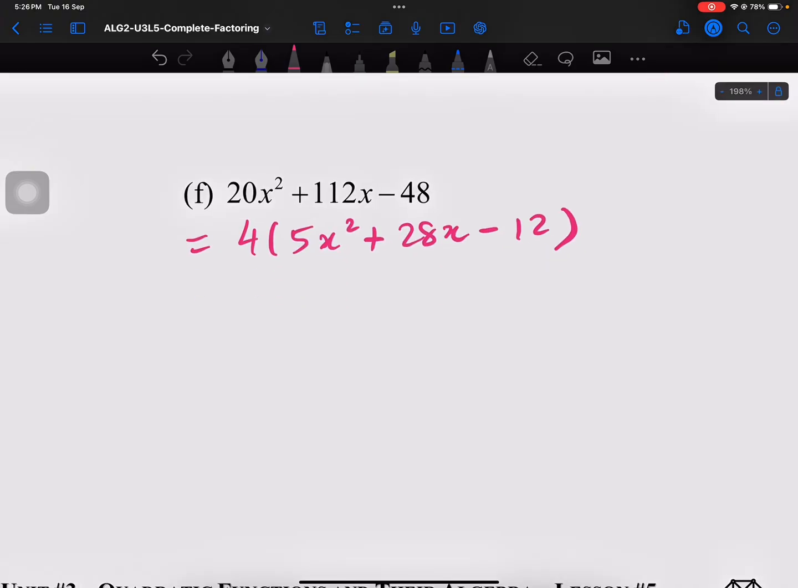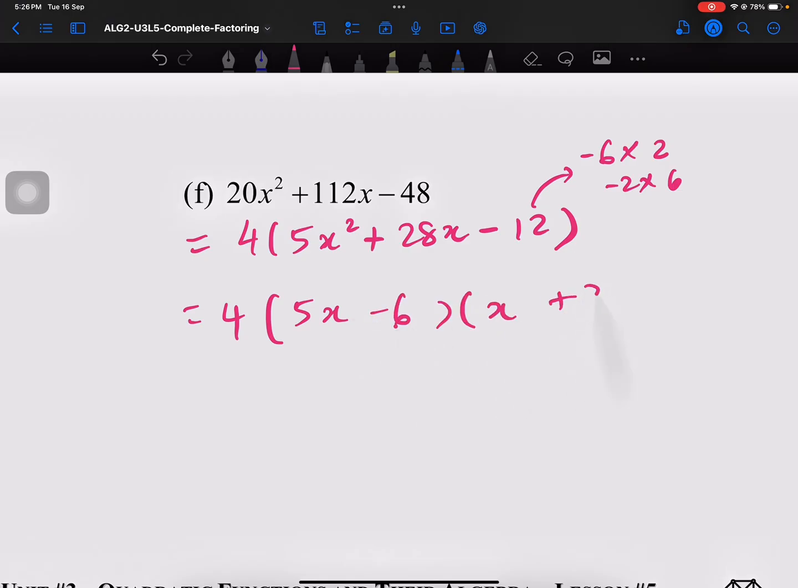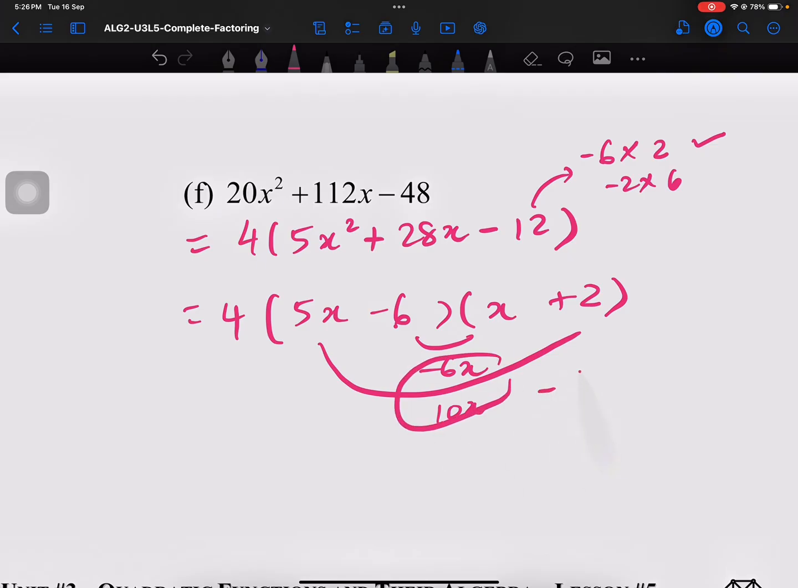Okay, from here, we need to be very careful. We can use 6 times 2, and we want a negative sign, so minus 6 times 2 or minus 2 times 6. So we try 5x and x, then minus 6 and plus 2. We try the first one first. 6x, and this one times this one is 10x. So if we add, it becomes plus 4x. Wrong. We don't want plus 4, we want 28x.